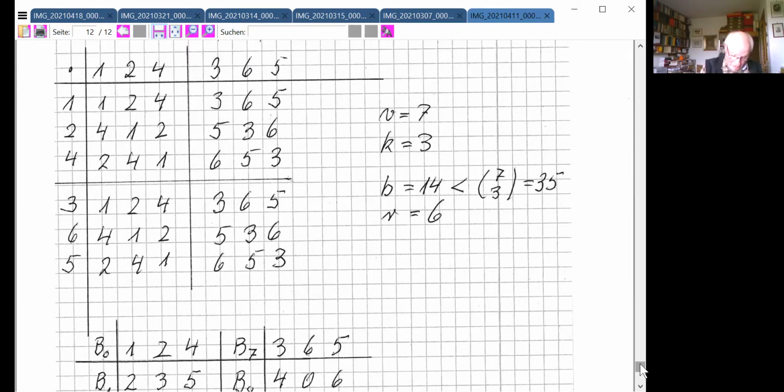You have only 40% of the 3-subsets, 35 of all 3-subsets. R is 6. Okay.